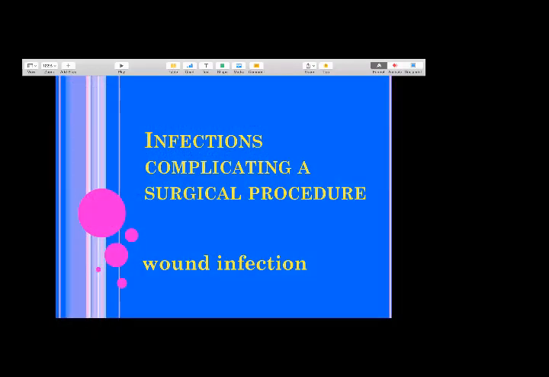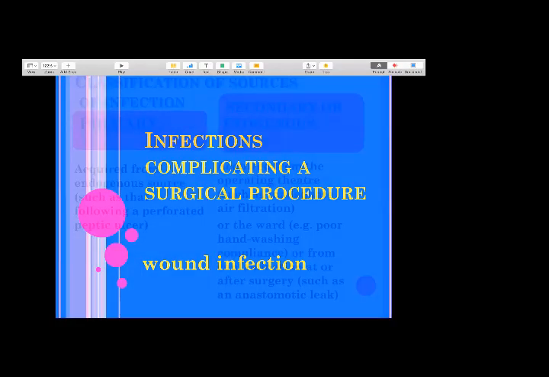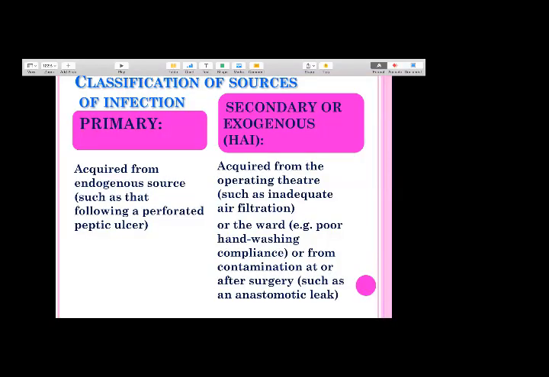Now, infections complicating a surgical procedure, which can obviously be wound infections, are the most common type of complication of the surgical site. Now, classification of these sources of infection: primary, acquired from endogenous sources, such as that following a perforated peptic ulcer, or secondary, exogenous. These can be acquired from the operating theater, such as hospital acquired infections, for example poor air filtration, poor hand washing compliance from staff or attendants or the patient him or herself, or from contamination at or after surgery, such as an anastomotic leak.